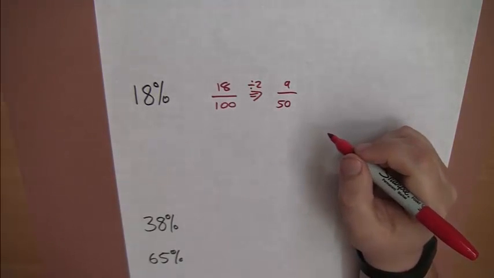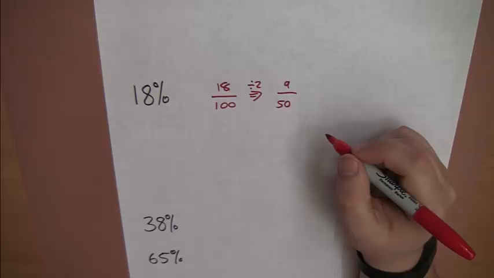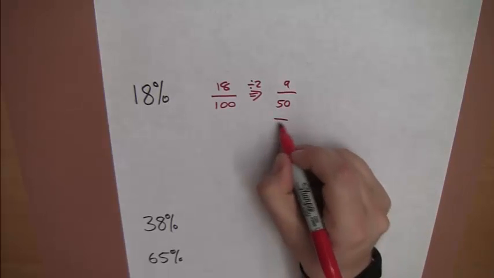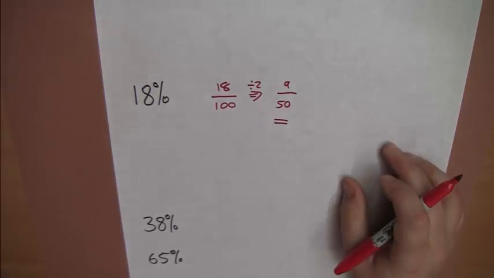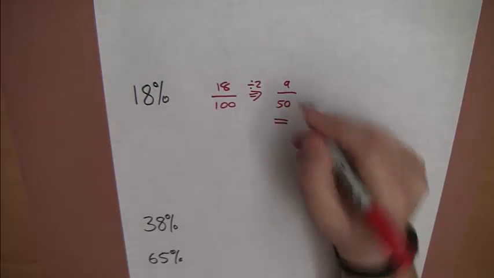Right, 9 out of 50. Can I halve it? No. Can I divide by 3? No. I think that's it. So 18% is 9 over 50.